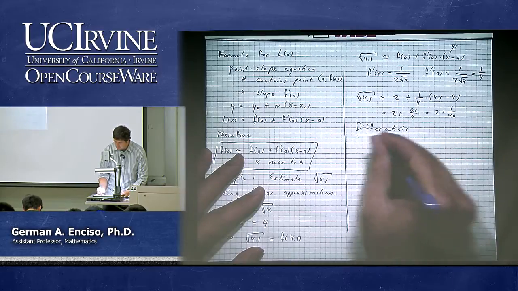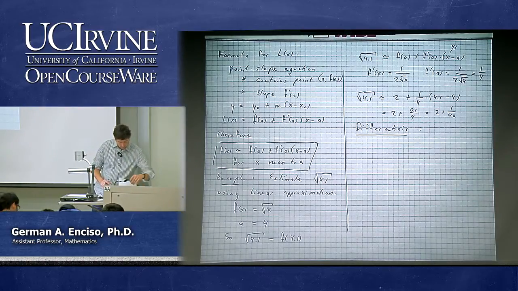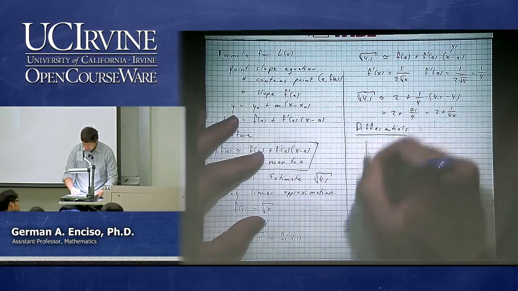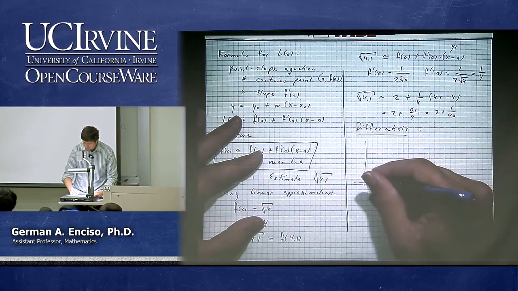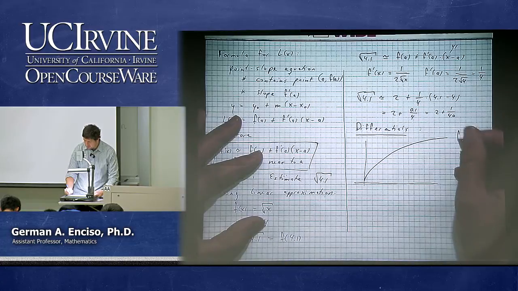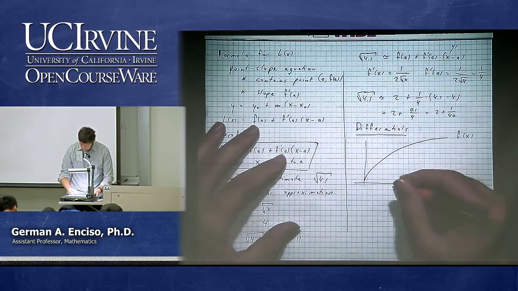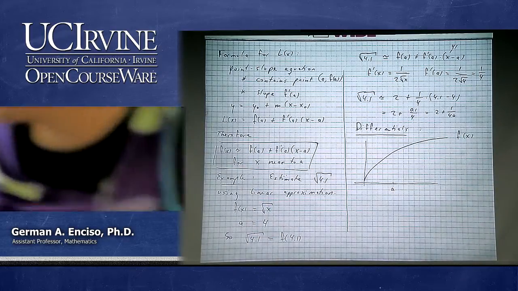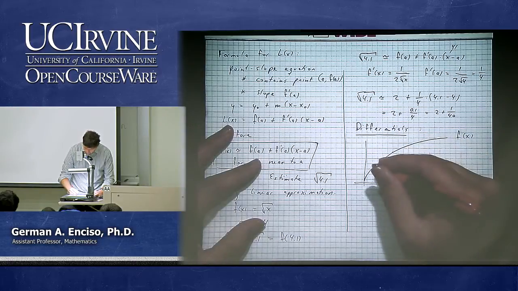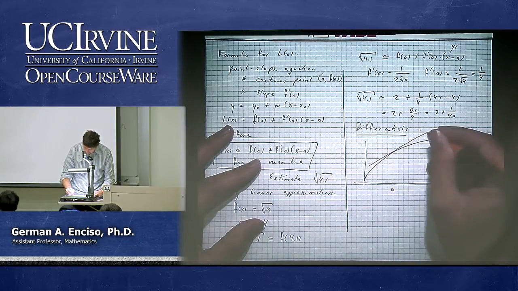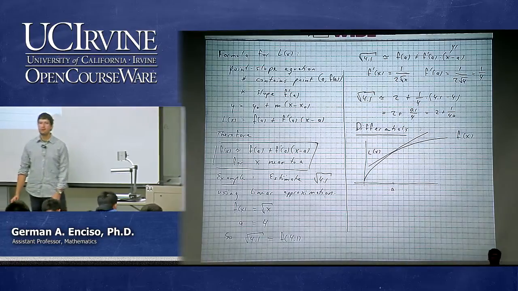Okay, differentials. Here's the idea. Suppose that you have a function f of x, and we have a point A, and we have a tangent line at the point A. And that function is called L of x. Same as before, right?